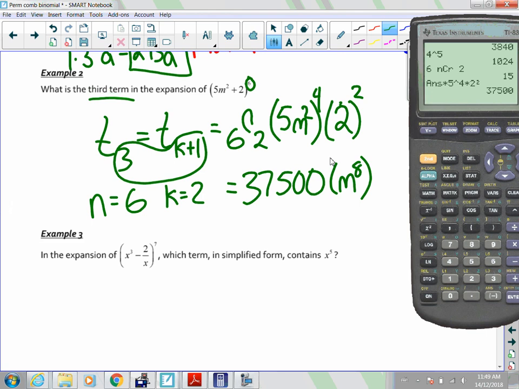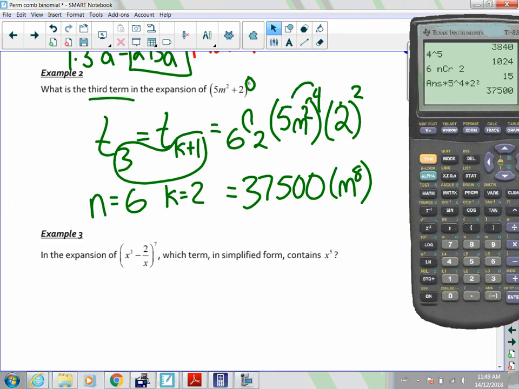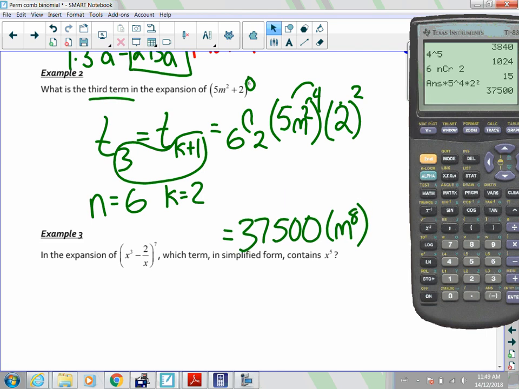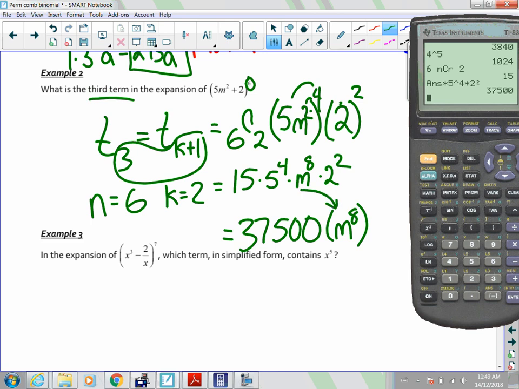Does that make sense how I did all that? Again, you got to make sure you're distributing the exponent to both things. So maybe I should show that step a little more clearly to what I actually typed into my calculator. So 6C2 is 15. This is still going to be 5 to the 4th. This is m to the 8. Again, you multiply your exponents. And this is 2 squared. So that's all I did is I just put this out to the front. And then in my calculator, I typed in this times that. Hopefully that makes sense.